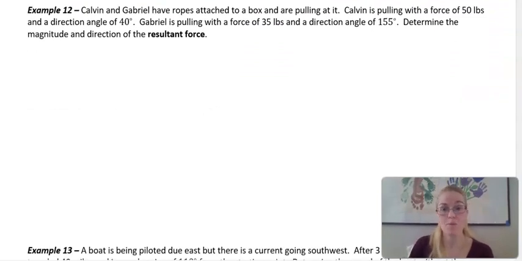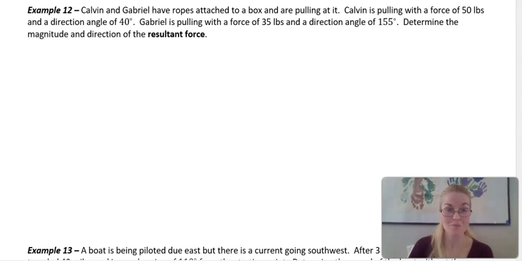Calvin and Gabriel have ropes attached to a box and are pulling at it. Calvin is pulling with a force of 50 pounds at a direction of 40 degrees. Gabriel is pulling with a force of 35 pounds in a direction of 155 degrees. Determine the magnitude and direction of the resultant force. All right, pause the video and see if you can draw a picture for this situation. Go.